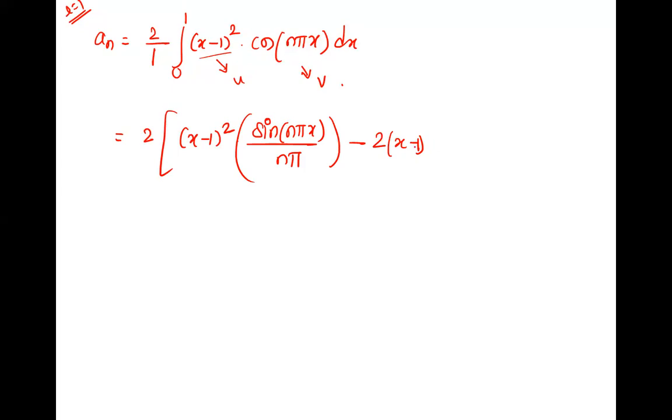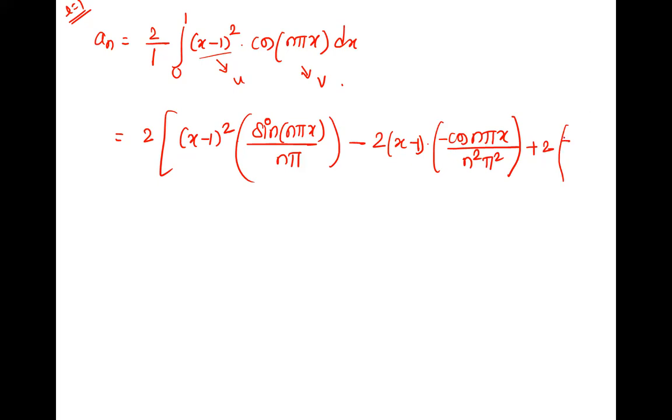And the integration of sine is minus cos, so minus cos n pi x upon n pi into n pi, that gives n square pi square. Plus, the derivative of this term, 2x minus 2, is 2x, and the derivative is 2. Minus 2 is 0, into integration.